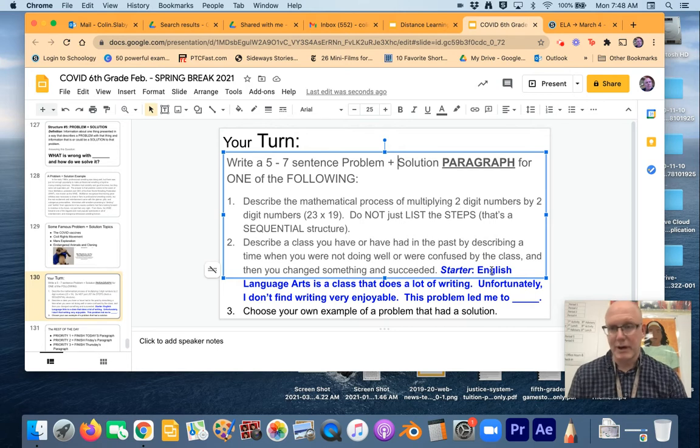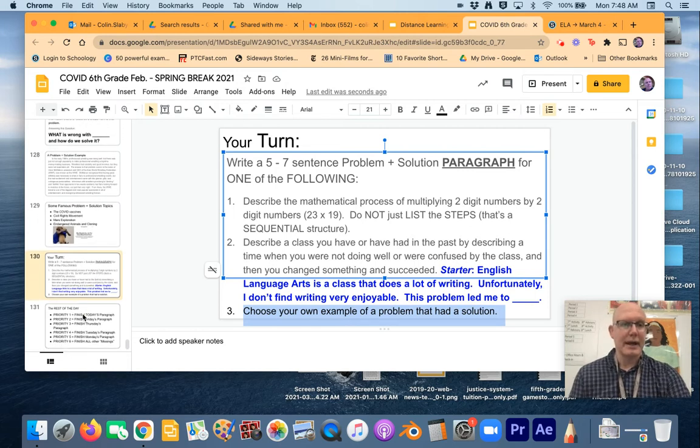So here's your starter. You could use this if you want because English could be hard. English language arts is a class that does a lot of writing. Unfortunately, I don't find writing very enjoyable. There's the problem. This problem led me to blank. So you can steal that if you want. Now, 3, you could also choose your own example of a problem that had a solution. So if you check with me, I'll let you do number 3 if you don't like my 2 paragraph options.